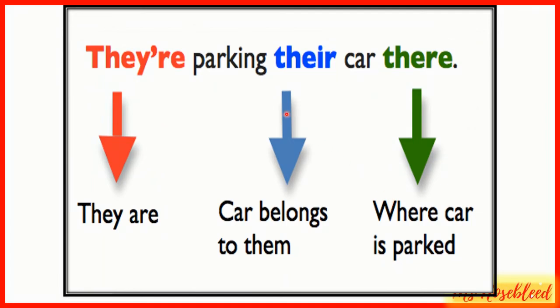The other one that I found is a sentence. So they're parking their car there. So the first they're is they are, and then their represents the car belongs to them, and there, which is location, is where the car is parked. So they're parking their car there. Nice, huh? Yeah, I love it.